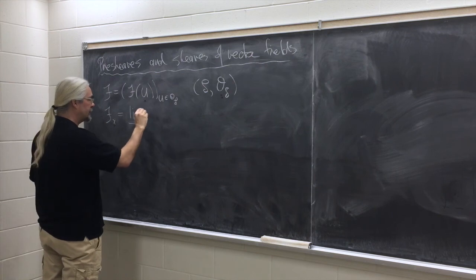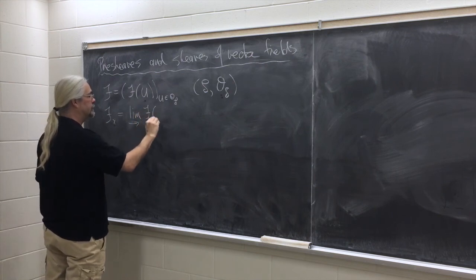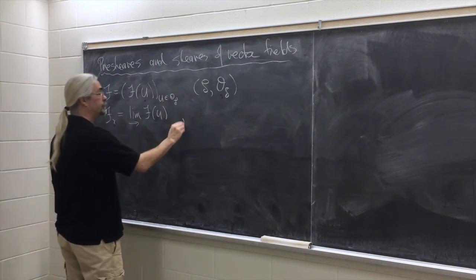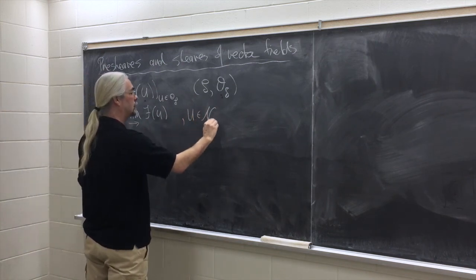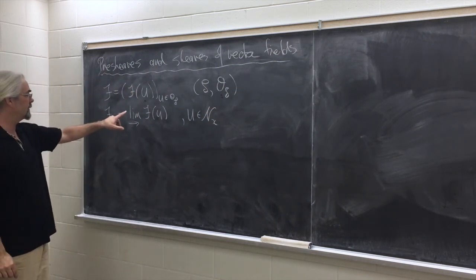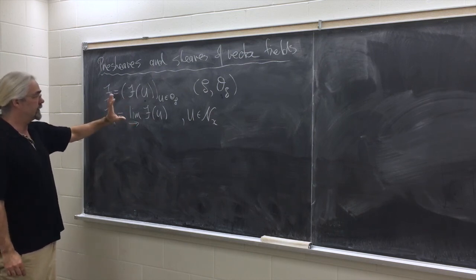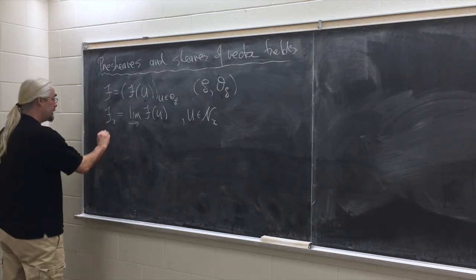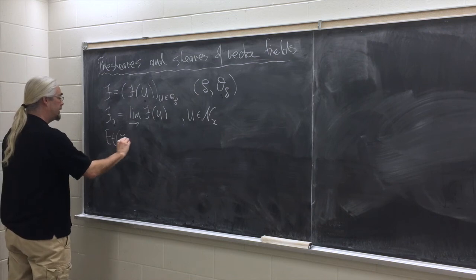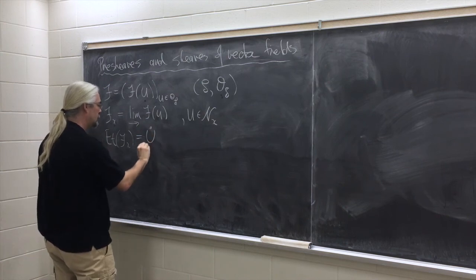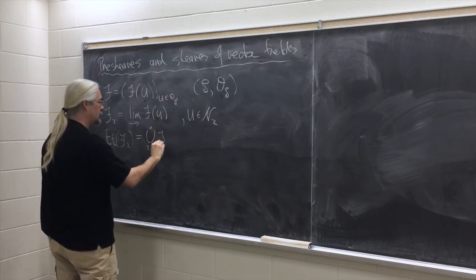I described it explicitly last time. You take the neighborhoods N sub x of x as a directed set, and the stalk is the direct limit of this directed set. Again, I defined that explicitly last time. And then the etale space was the union of all these stalks.